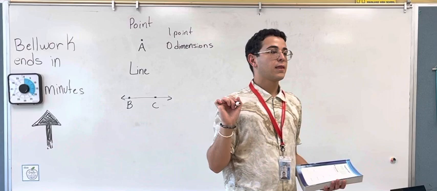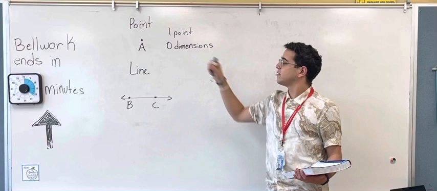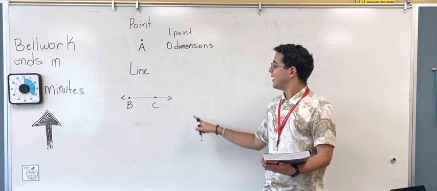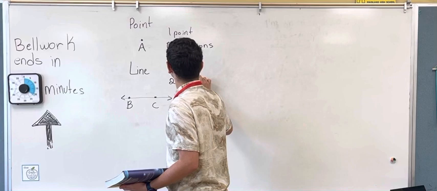You said a point is a zero-dimensional. One point, zero dimensions. So that's what we should have. Yeah, it should look very similar to the board. A line has two points and one dimension.